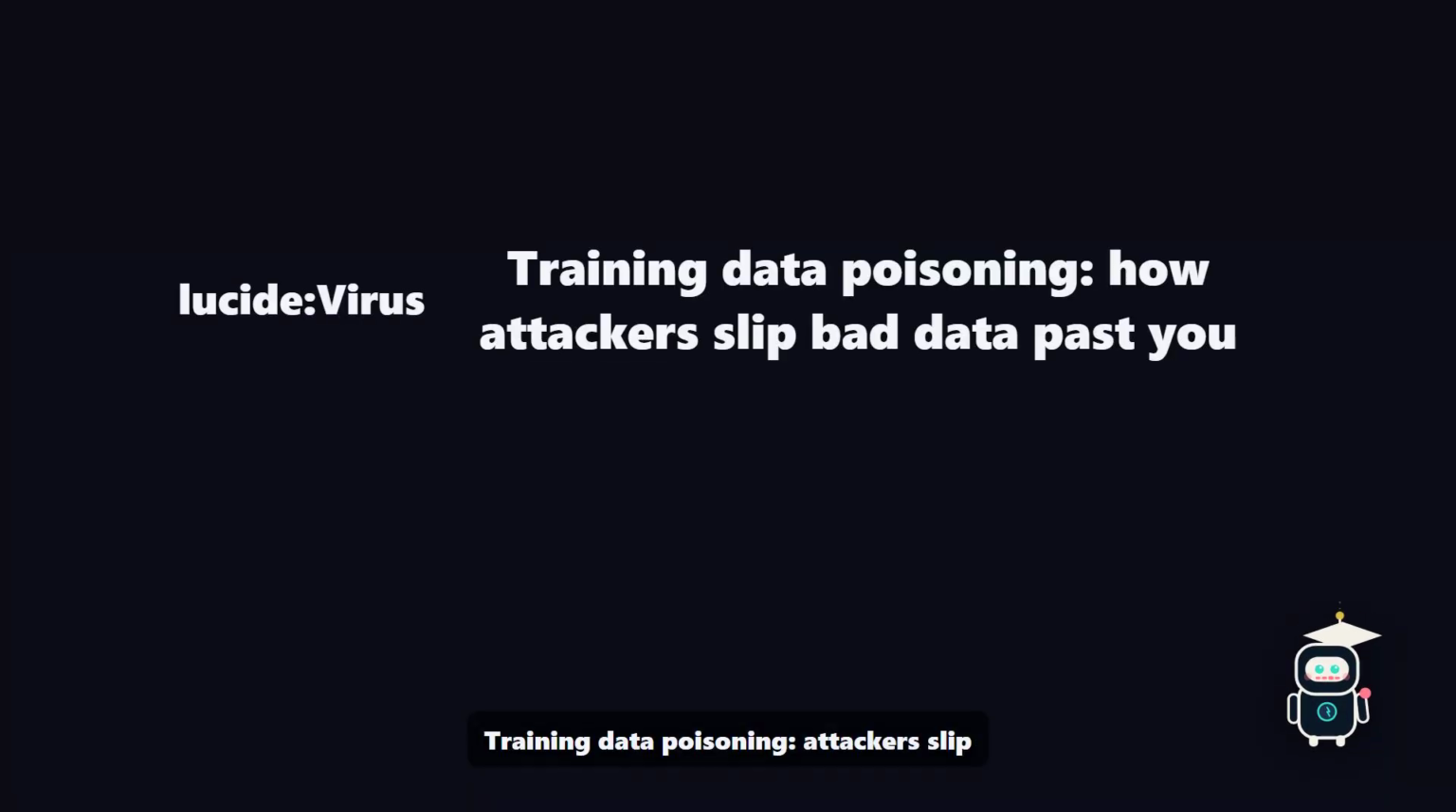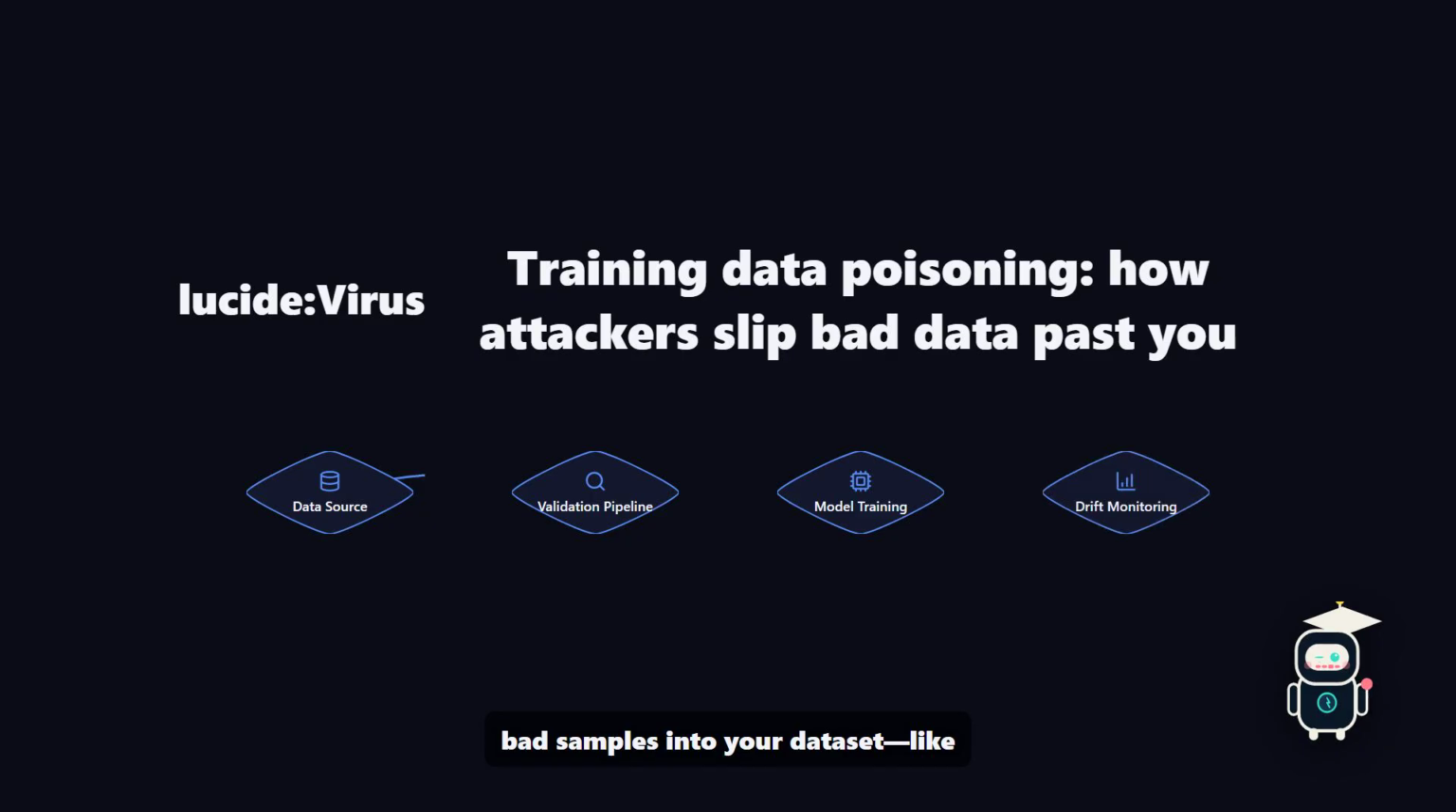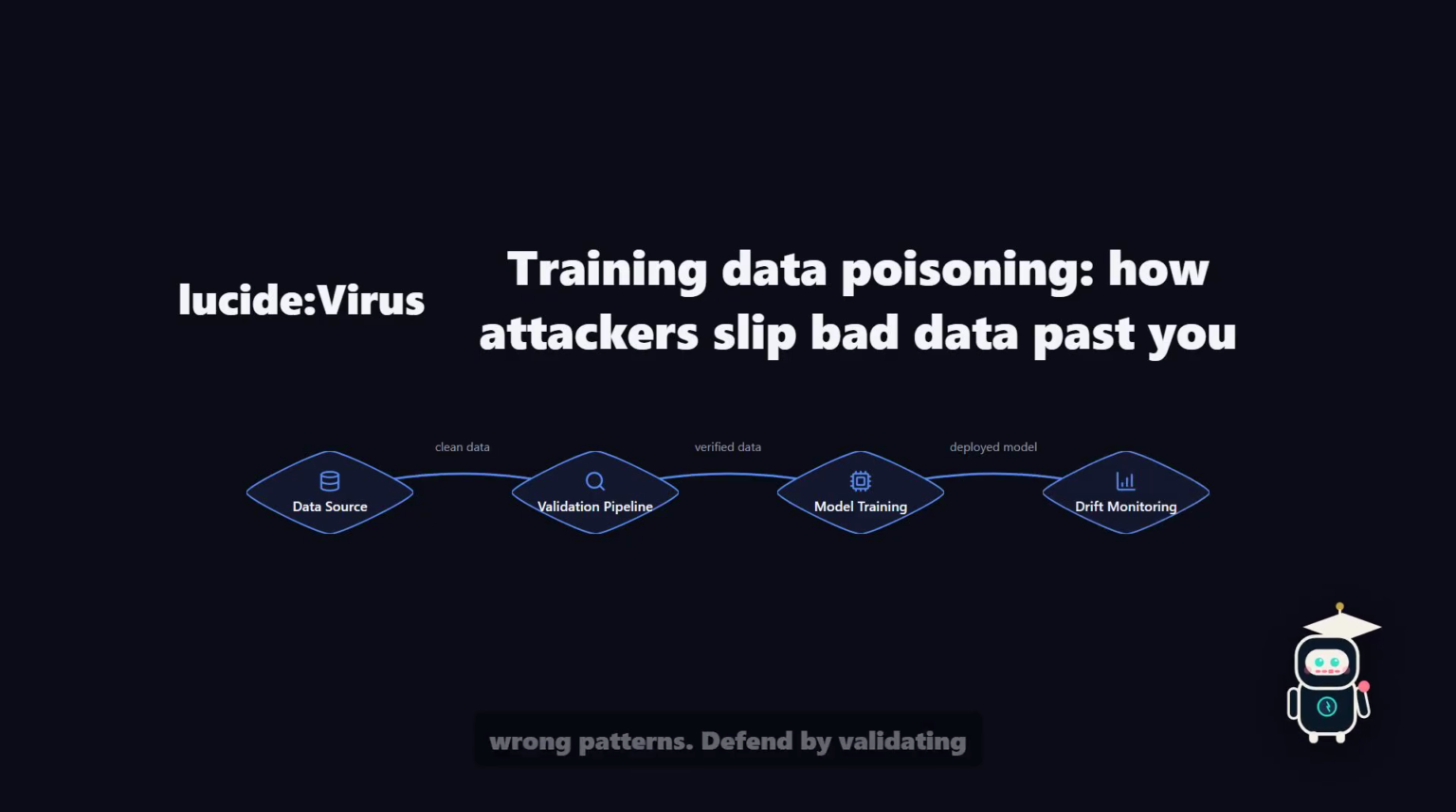Training data poisoning. Attackers slip bad samples into your dataset, like mislabeled images. The model learns wrong patterns. Defend by validating data sources, monitoring for distribution shifts, and using data quality tools. Understand the concept for the exam.